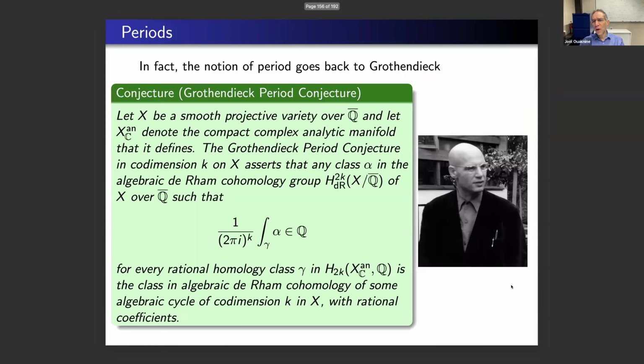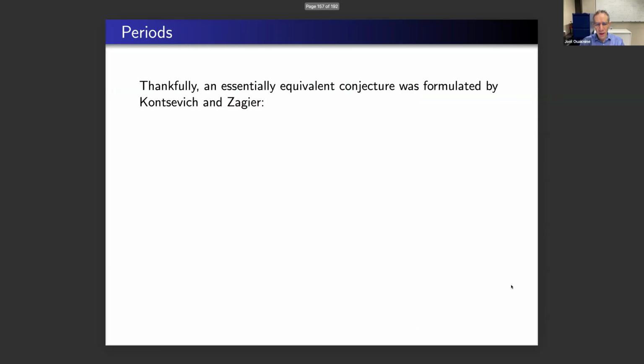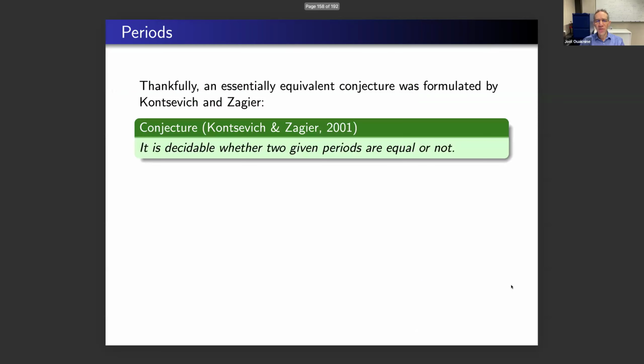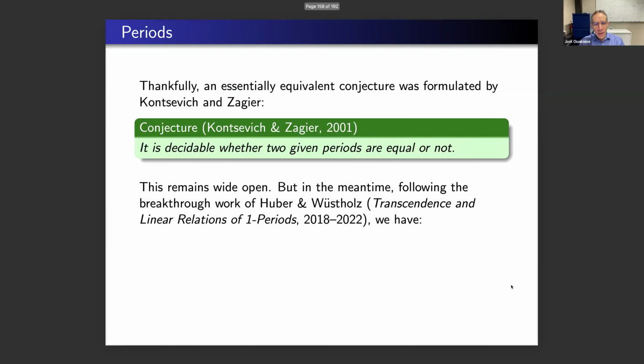Now, the notion of period, in fact, goes back to Grothendieck. There is even this period conjecture, which I'm going to skip. But an essentially equivalent conjecture was formulated by Kontsevich and Zagier, which is essentially that equality is decidable. There's an algorithm to decide whether two given periods are equal or not. Even though in the paper in which they write about this, there is no algorithm, but actually there is, if you look at the paper. Okay. Now, this is wide open, right? So this is the algorithmic question of deciding whether two periods are equal.